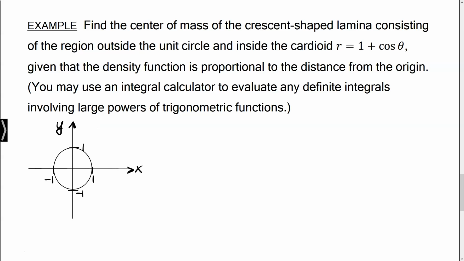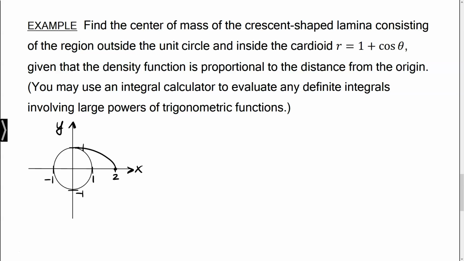All right, so there's our unit circle. Now, this cardioid, here's what it looks like. When theta is 0, we start off at 2. And then as we get to pi over 2, we're going to decrease all the way down to 1. So this is going to kind of curl around here.